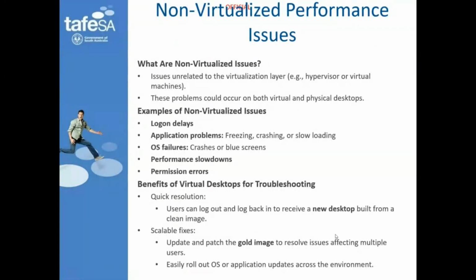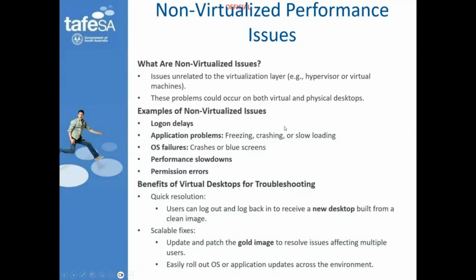What about non-virtualized performance issues? What are non-virtualized issues? Okay, issues unrelated to virtualization, e.g. the hypervisor or the virtual machines or the virtualization infrastructure. These problems could occur both on virtual and physical desktops. So what does that mean? So these problems may not have anything to do with the fact that it's virtualized. Because if the same problems can happen both on virtual computers and physical desktops, then it's not a virtualization issue. It could be just an issue with the program, the operating system.